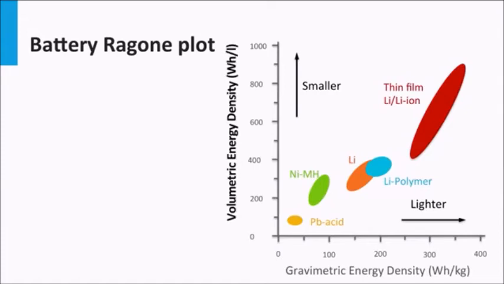Volumetric energy density is the amount of energy stored per volume of battery. The typical unit of measurement is watt-hours per liter. Higher the volumetric energy density, smaller the battery size. Gravimetric energy density is the amount of energy stored per mass of the battery. The typical unit of measurement is watt-hours per kilogram. Greater the gravimetric energy density, lighter the battery will be.